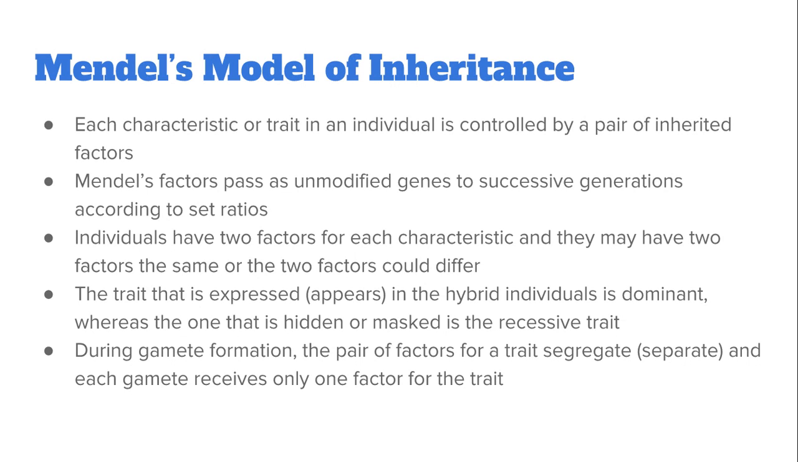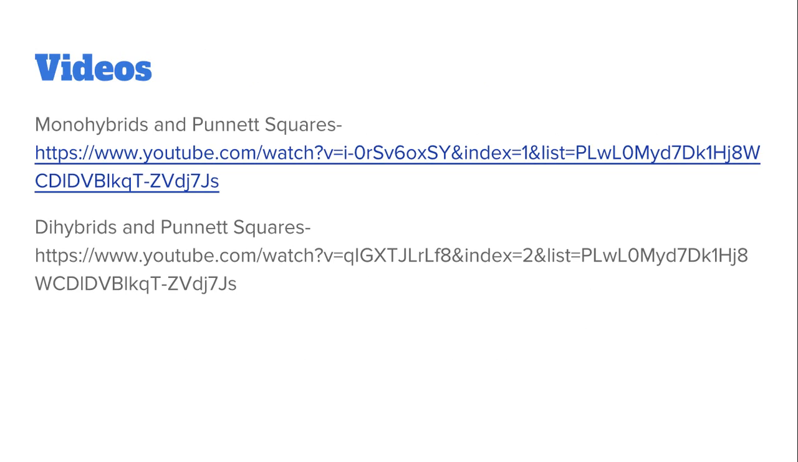The trait that is expressed, or which appears in the hybrid individuals, is dominant, whereby if there is 1 dominant allele and 1 recessive allele, that recessive allele will be masked. And during gamete formation, the pair of factors for a trait segregate so that they separate, and we notice that when we do the crosses, so that each gamete receives only one factor for the trait from each of the parent generations.